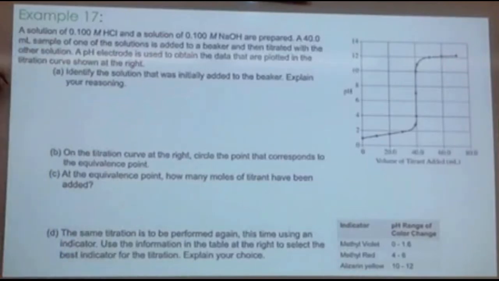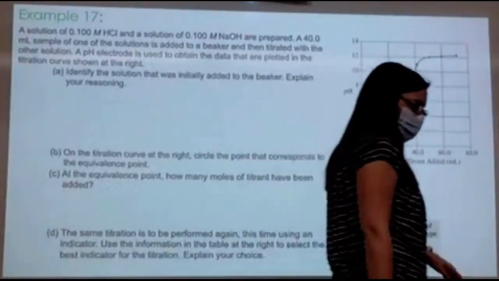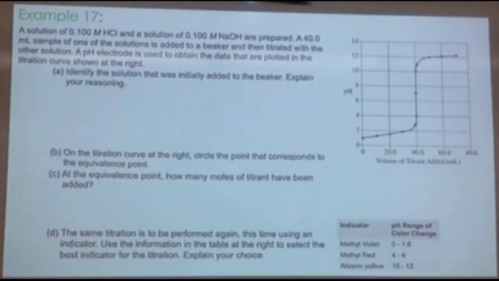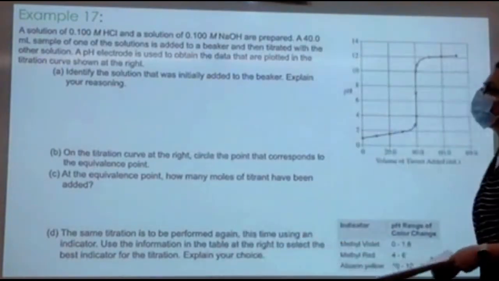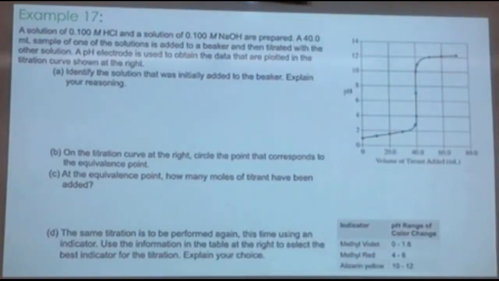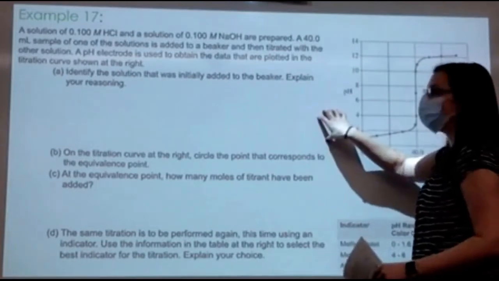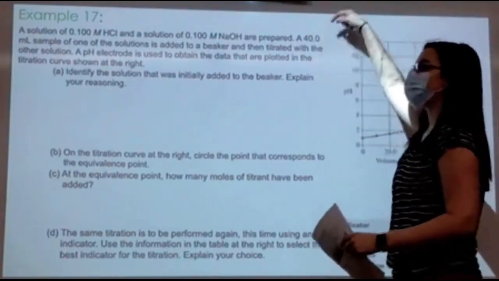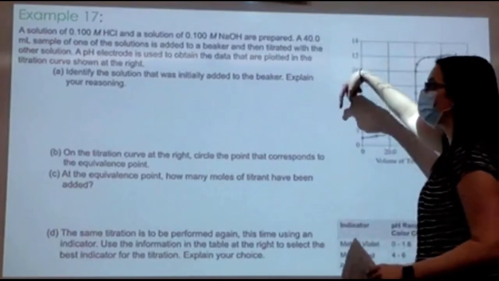Example 17. Last example in the notes that is dealing with titrations for now. And we'll get into the practice packet. With example 17, it says a solution of 0.1 molar HCl and a solution of 0.1 molar NaOH are prepared. A 40 milliliter sample of one of the solutions is added to a beaker and then titrated with the other solution. So if we think about it, we have one solution in the beaker, the other is in the burette, and it's being added into the beaker.